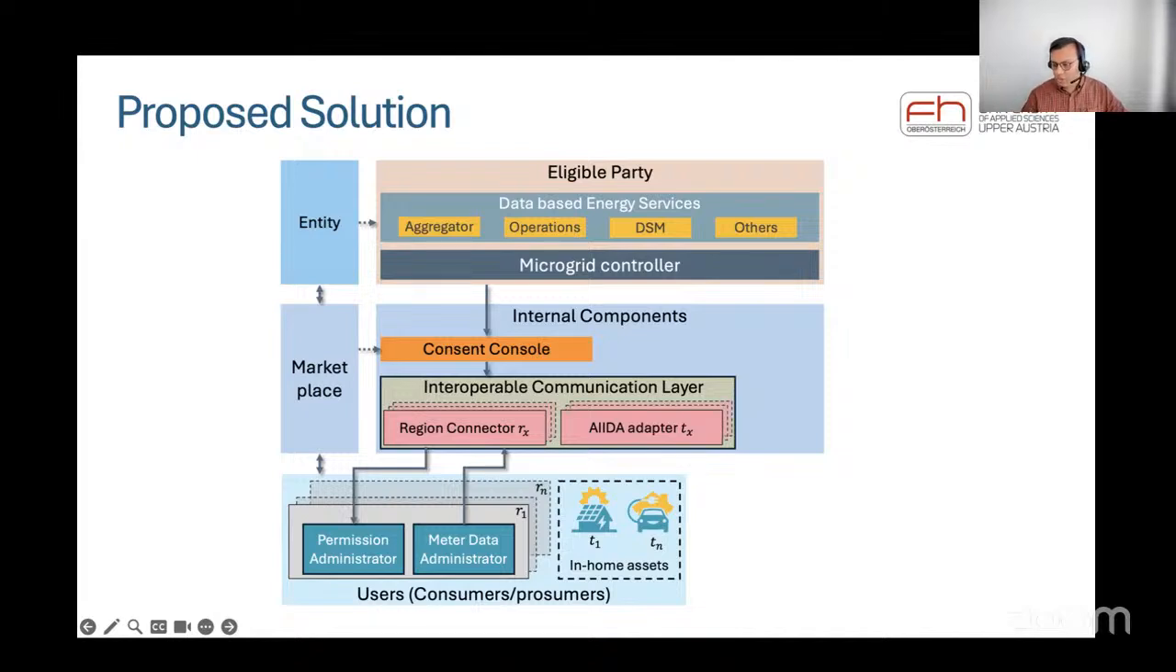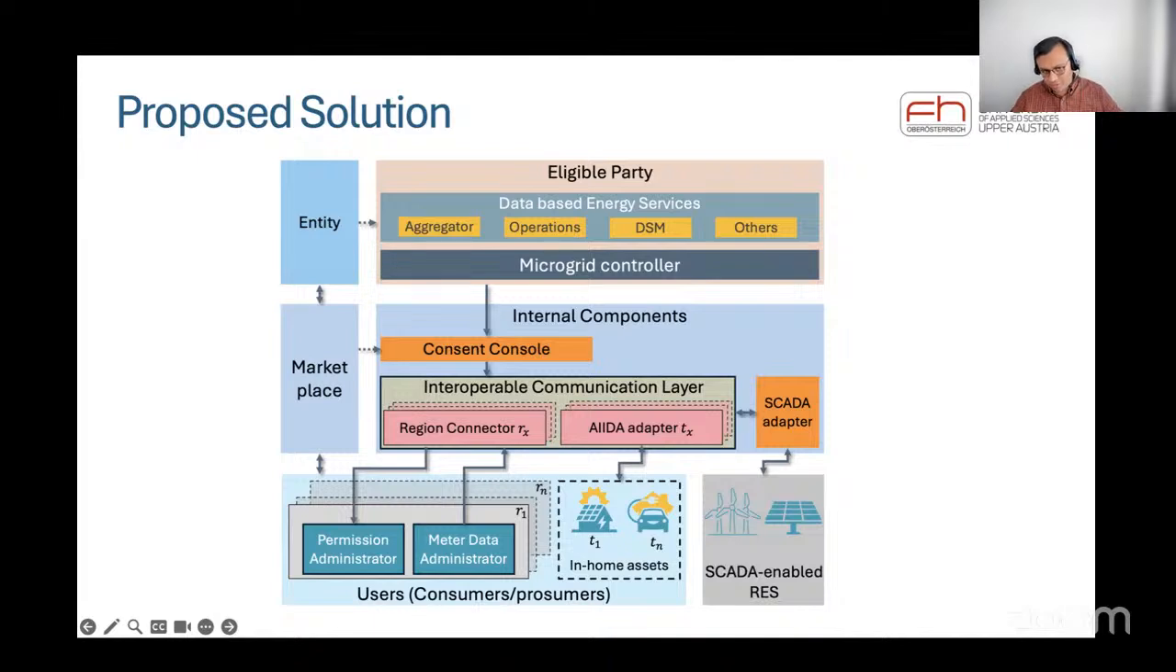This is a technology-specific adapter which is able to communicate with the in-home assets, for example, the EV, the electric vehicles, or the solar rooftop. Then we have a SCADA adapter, which is capable of communicating with big renewable energy sources, for example, a big power plant or a wind turbine power plant or a PV power plant. And all this is connected to the interoperable communication layer.